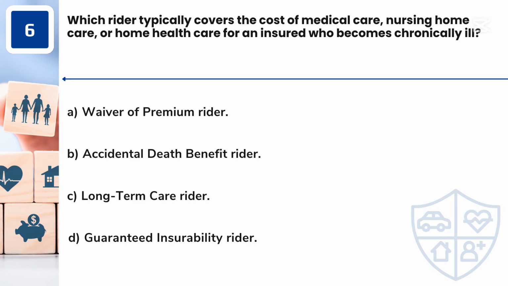Question 6. Which rider typically covers the cost of medical care, nursing home care, or home health care for an insured who becomes chronically ill? A. Waiver of premium rider. B. Accidental death benefit rider. C. Long-term care rider. D. Guaranteed insurability rider.